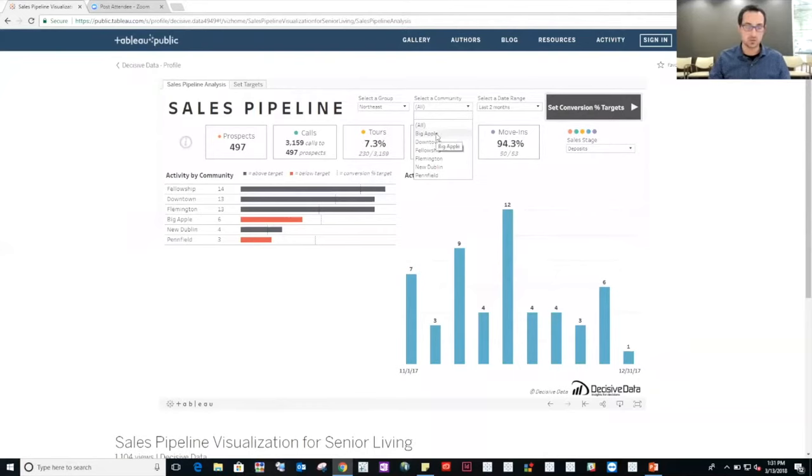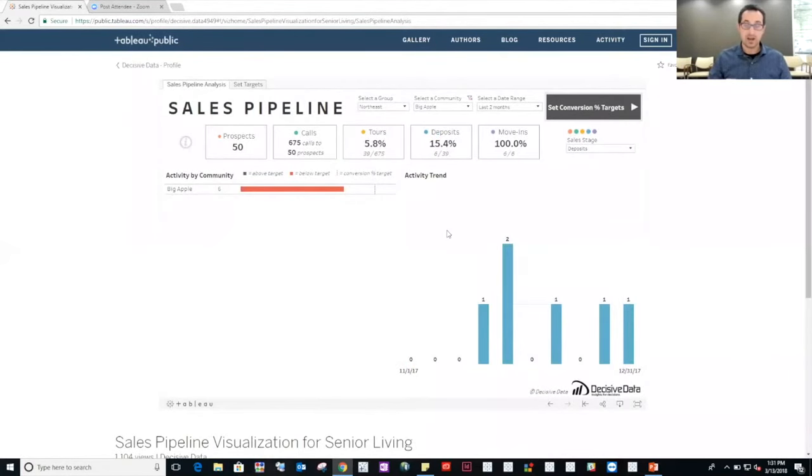So let's say that Andrew wants to look at the Big Apple community specifically. After we make that selection in that select a community dropdown, we can see again that we're getting increasingly granular information and data that's specific to selections that we make. This is providing Andrew with incredible flexibility and insight into just a single community. And we can see that represented across the board on this dashboard.